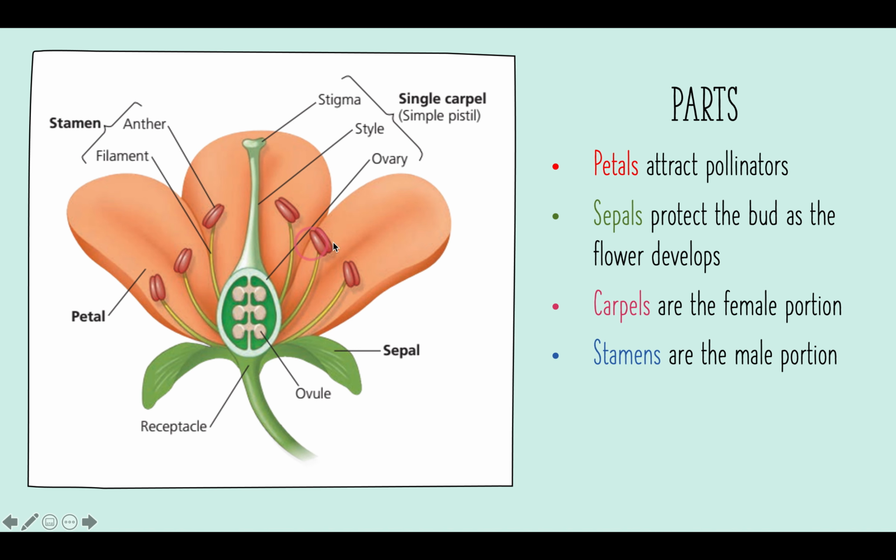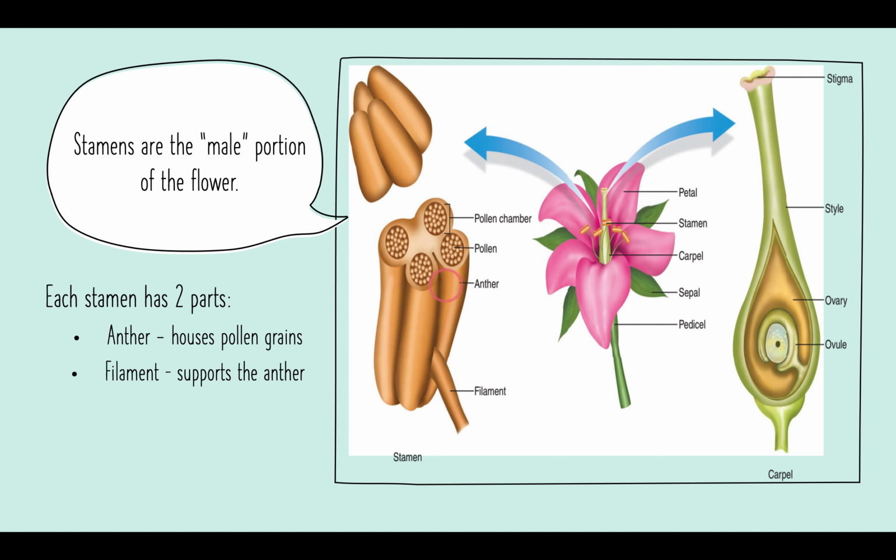Now let us further see the structure of the male and the female portion of the flower. So stamen is the male reproductive organ of a flower, and it is specialized for reproduction. It consists of a stalk called the filament and a terminal structure called the anther. Within the anther are chambers called pollen sacs that produce pollen grains. Each of these pollen grains now contains the male sex cells or the sperm cells.